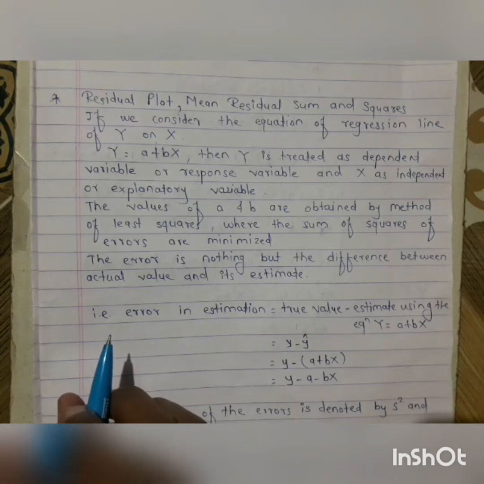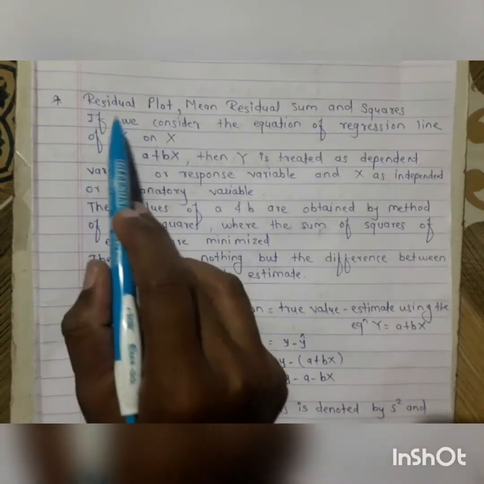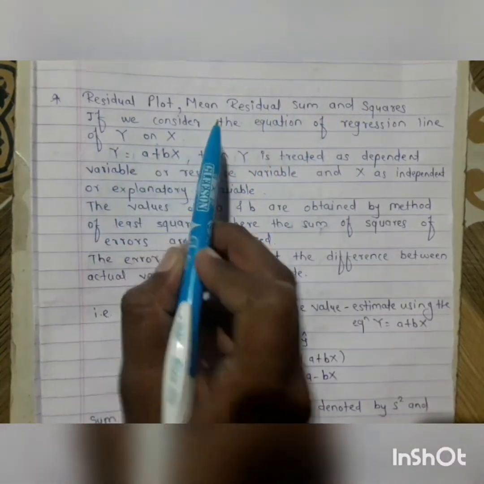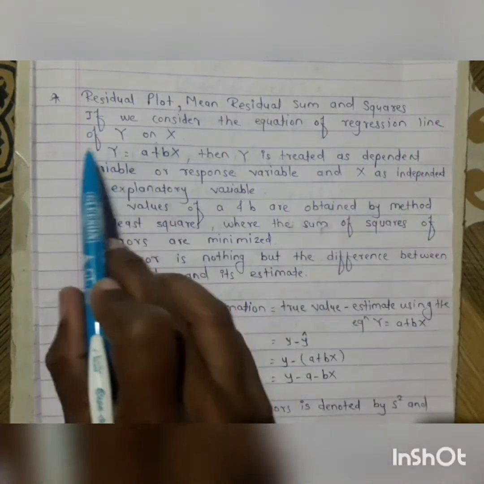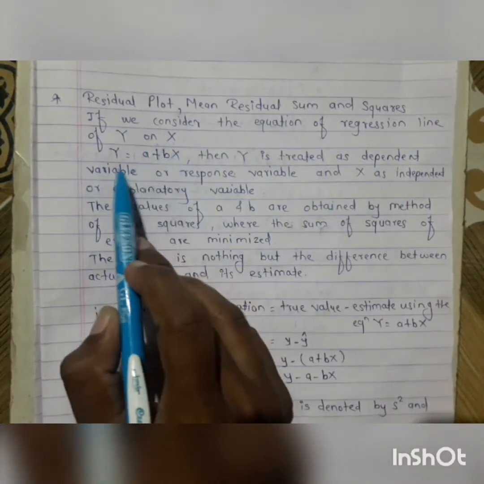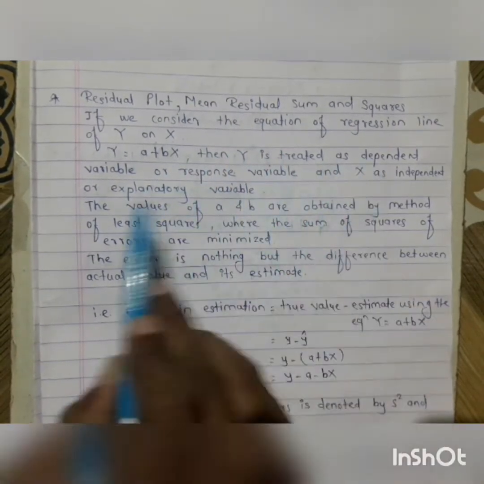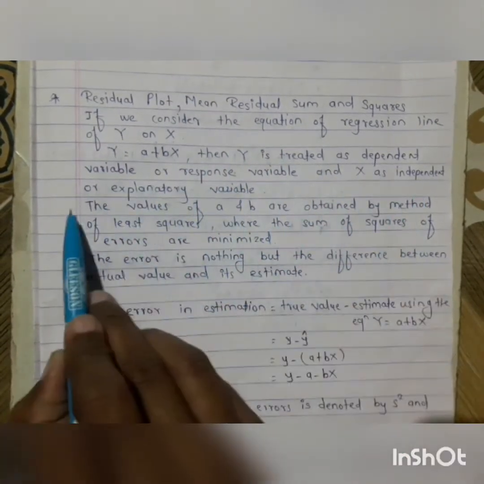Today's lecture we discuss the next topic: residual plot, mean residual sum of squares. If we consider the equation of the regression line of y on x, the equation is y is equal to a plus bx. Then y is treated as the dependent variable and x is independent.